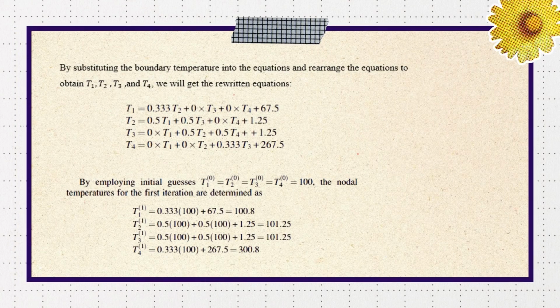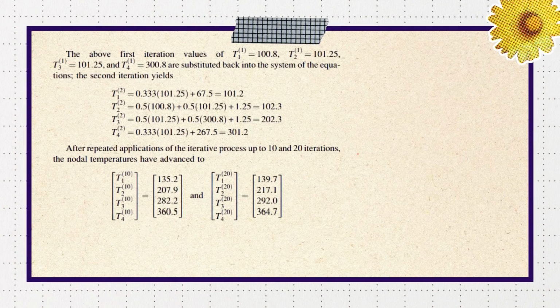By substituting the boundary temperatures TA and TB into the equations, we rearrange the equations to obtain T1, T2, T3 and T4. We get T1 equals 0.333 T2 plus 67.5, T2 equals 0.5 T1 plus 0.5 T3 plus 1.25, T3 equals 0.5 T2 plus 0.5 T4 plus 1.25, and T4 equals 0.333 T3 plus 267.5. By substituting the initial guess values T1 equals T2 equals T3 equals T4 equals 100, we get the first iteration of the nodal temperatures: T1 equals 100.8, T2 equals 101.25, T3 equals 101.25, and T4 equals 300.8.